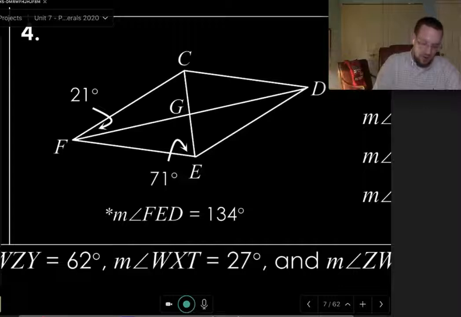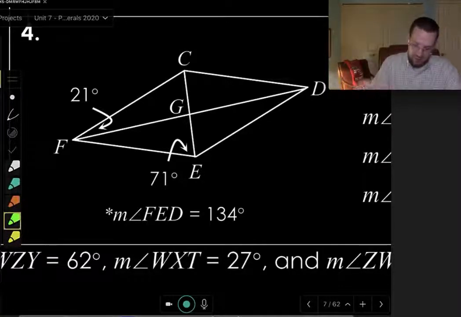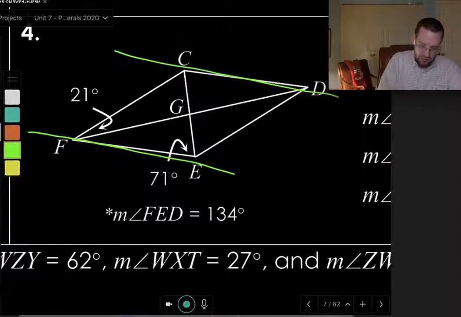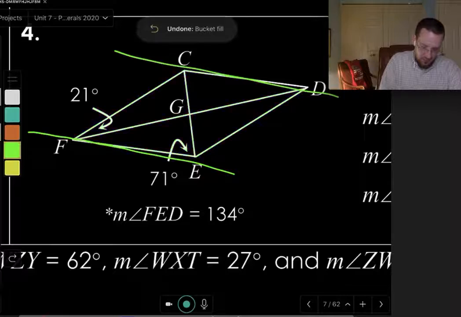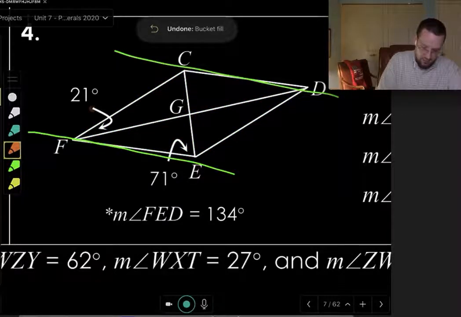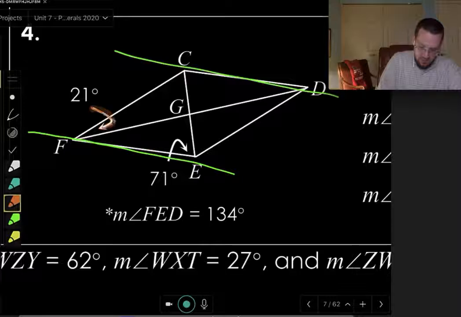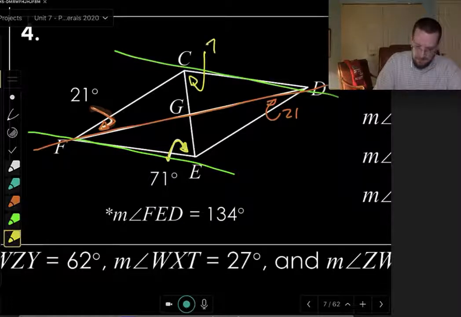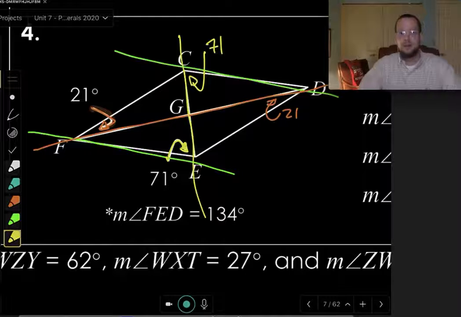So now I want to find some other angles. Over here, there's a bunch of angles, but I'm just going to go through and remind you that opposite sides are parallel, and that means that this angle in here that is 21 has a transversal that goes over here, and that means that this angle over here is 21. This angle in here that is 71, there's a transversal here, and so that angle is 71.